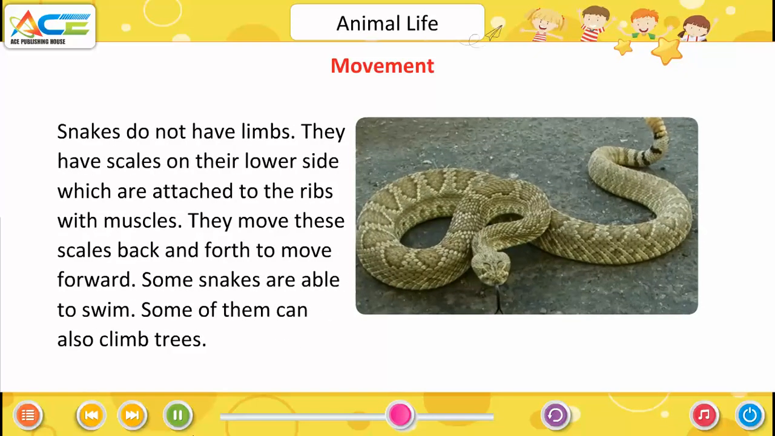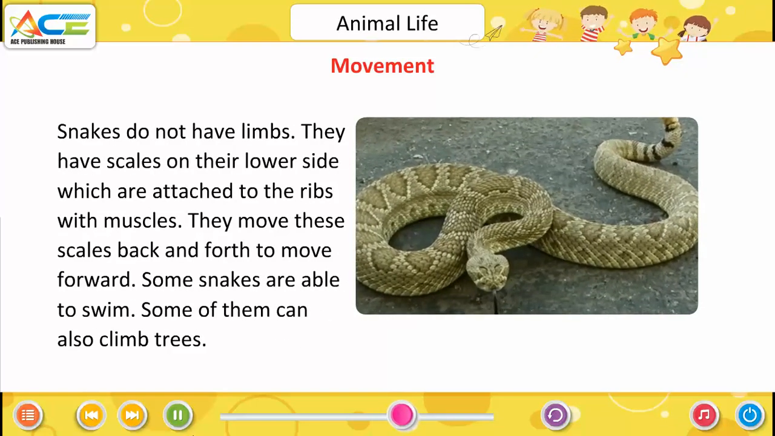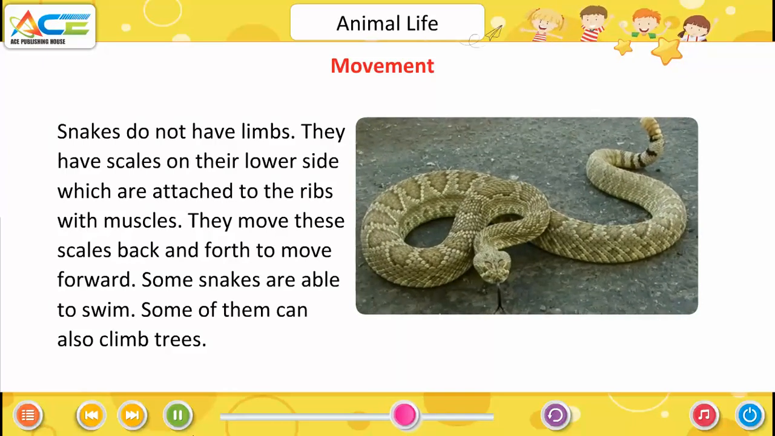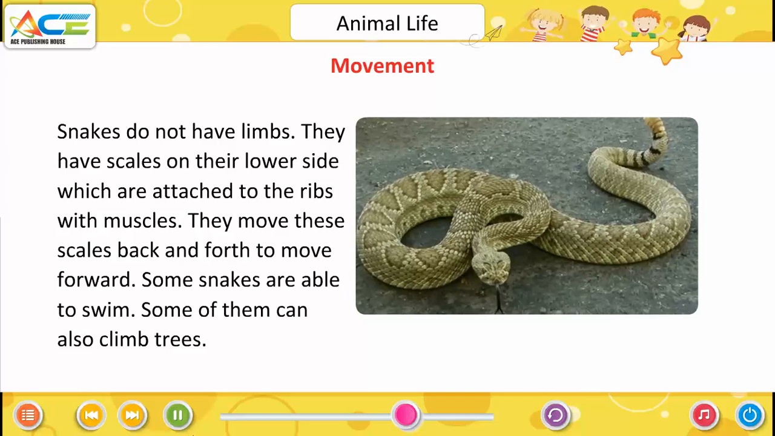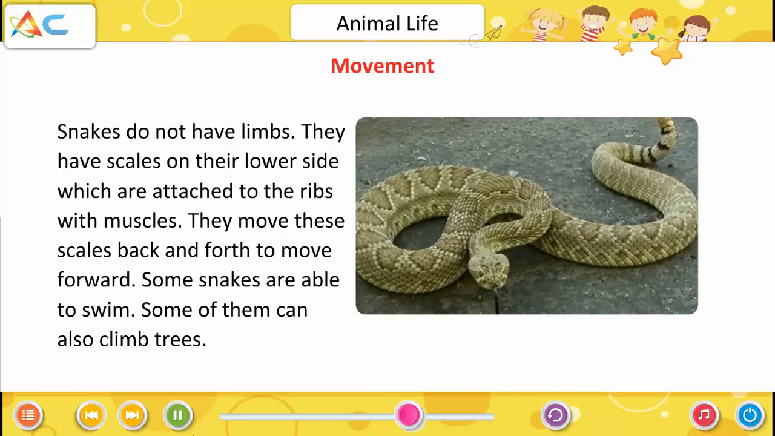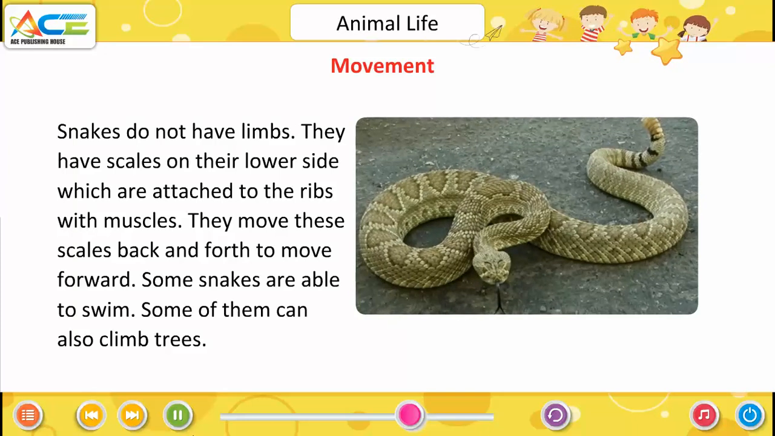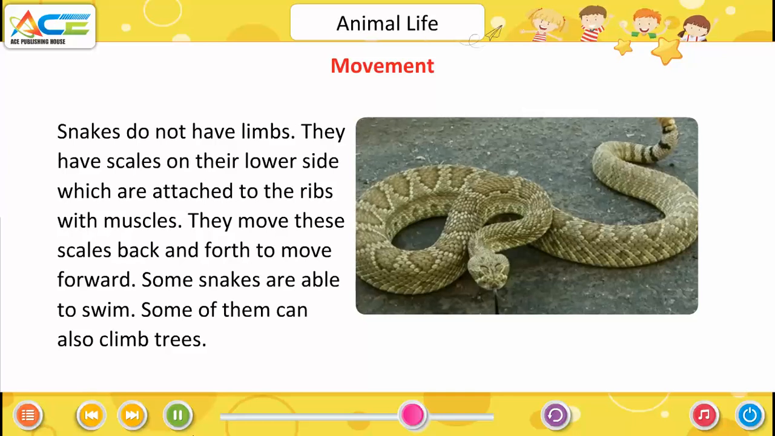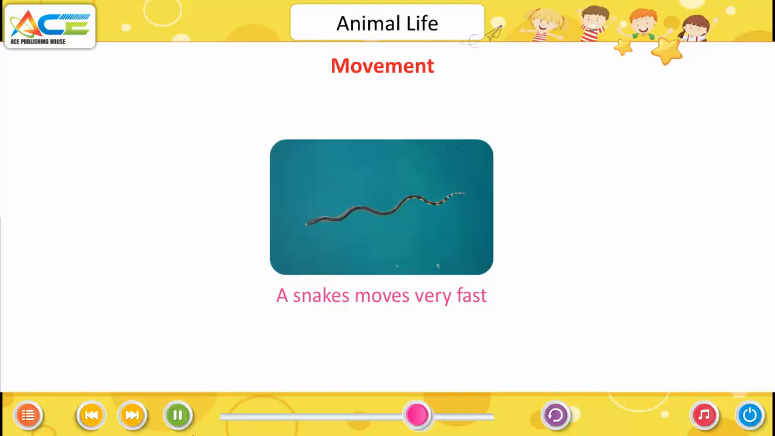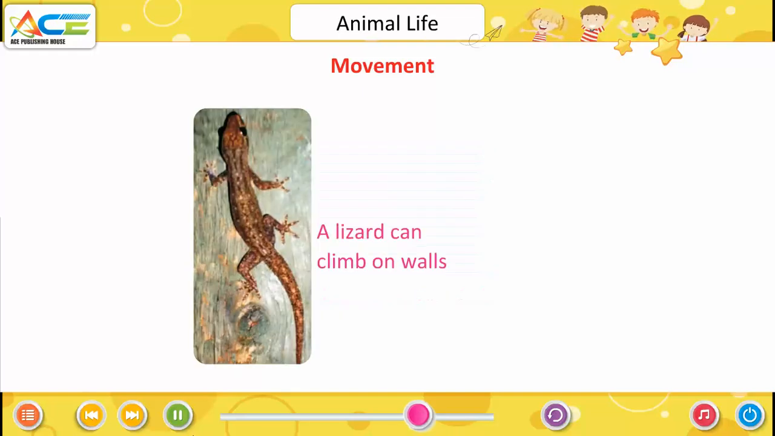Snakes do not have limbs. They have scales on their lower side which are attached to the ribs and muscles. They move these scales back and forth to move forward. Some snakes are able to swim. Some of them can also climb trees. A turtle moving in water. A snake moves very fast. A lizard can climb on walls.